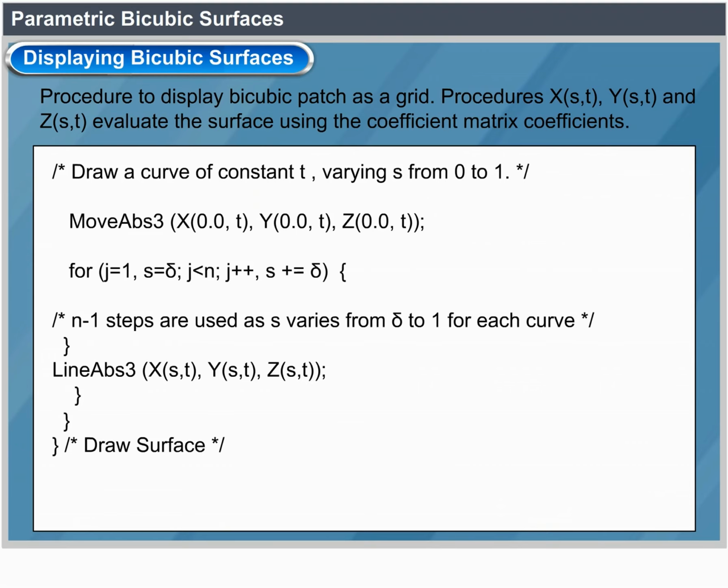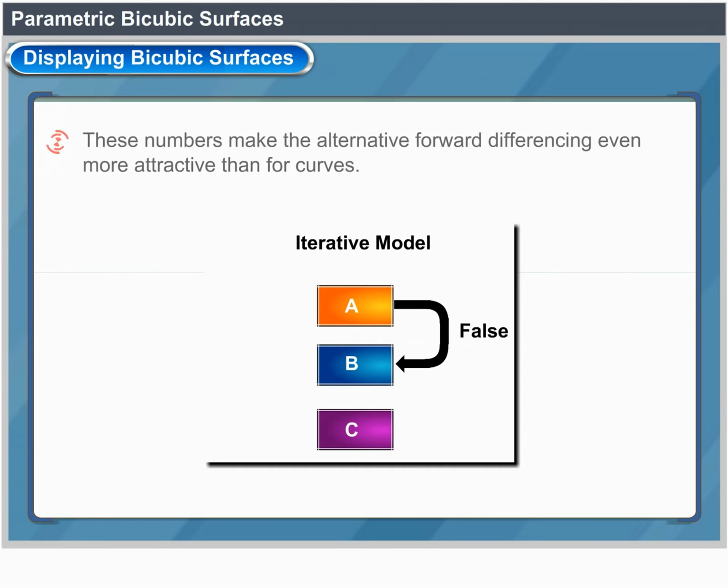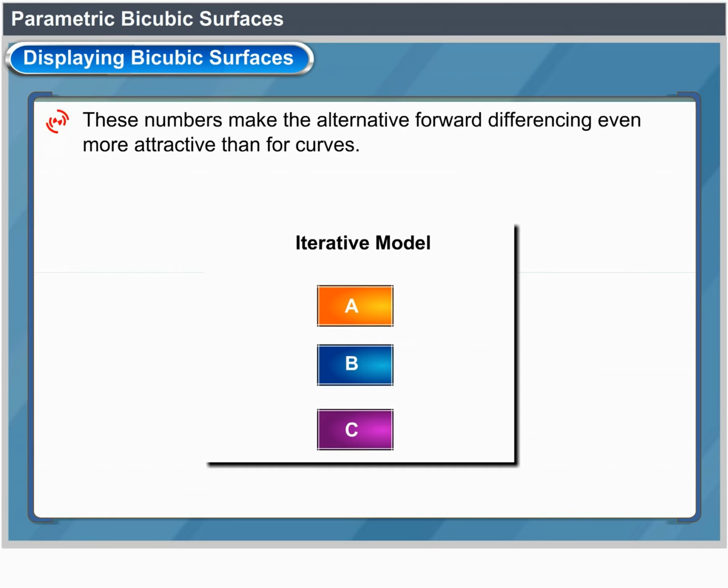Brute force iterative evaluation for surfaces is even more expensive than for curves because the surface equations must be evaluated about 2/delta squared times. For delta equals 0.1, this value is 200. For delta equals 0.01, it is 20,000. These numbers make the alternative, forward differencing, even more attractive than it is for curves.